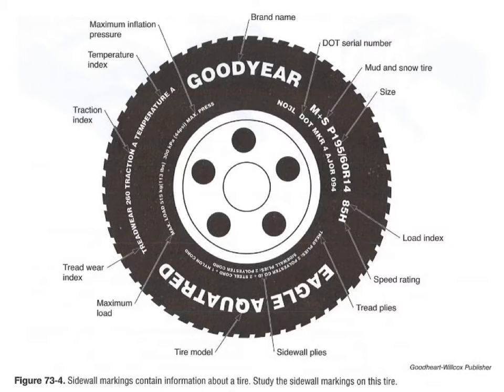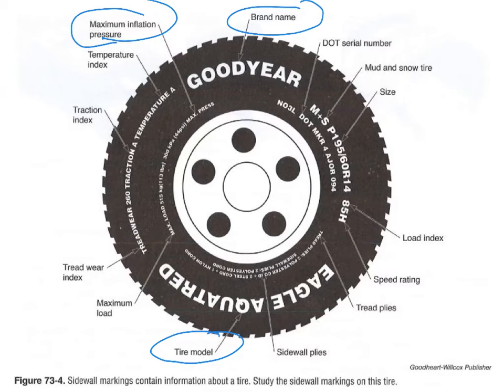Information on this tire will tell you the brand name. It'll also tell you the model of the tire. The tire will tell you its maximum inflation pressure. However, to decide how much air to put in your tire, you shouldn't look at the tire. You should look at the label on the door of your car or in the owner's manual.